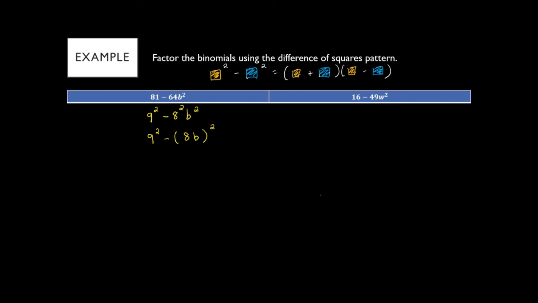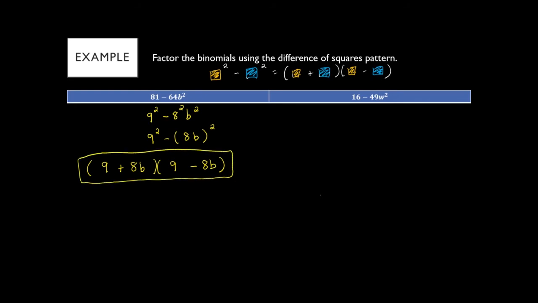And so now we can put it in our pattern. And I'm going to make sure that I leave myself enough room here. So the 9 squared, 9 goes in front. And then we have 8b squared, so 8b is in the back. Okay, that is our final answer here. 9 plus 8b times 9 minus 8b.